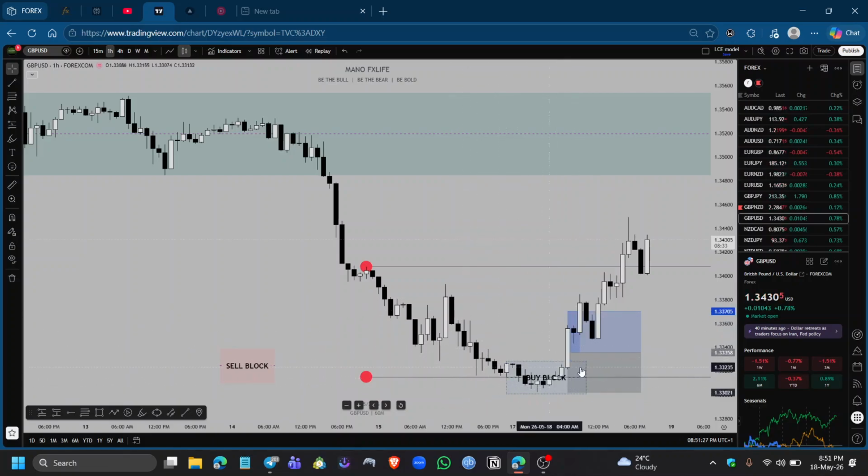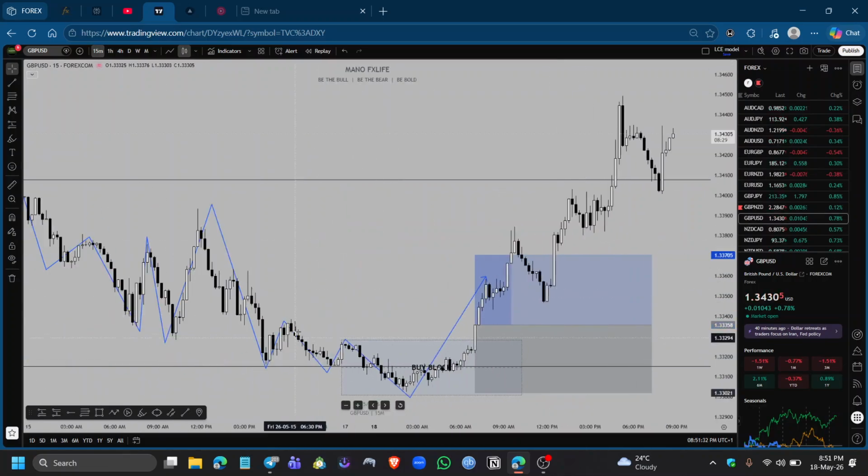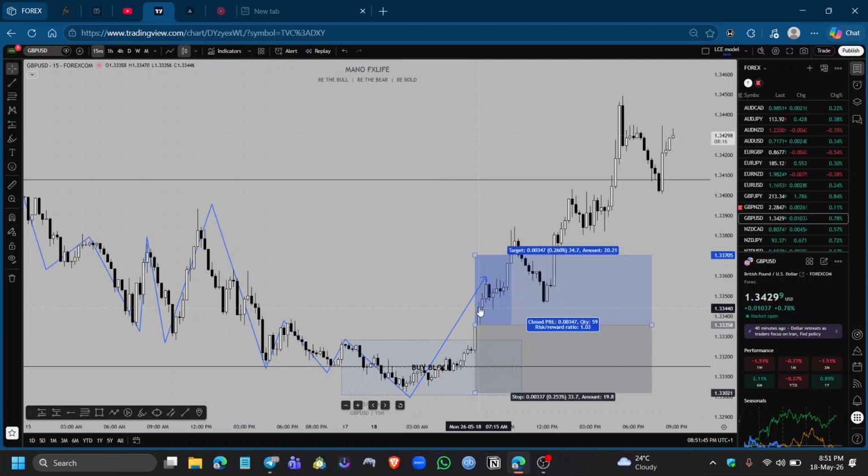What you are waiting for is for price to break above a block. Once the candle closes above, because some candles will go up and reject back, closing inside. Once this closes, you enter your trade. That was how I got this buy today.